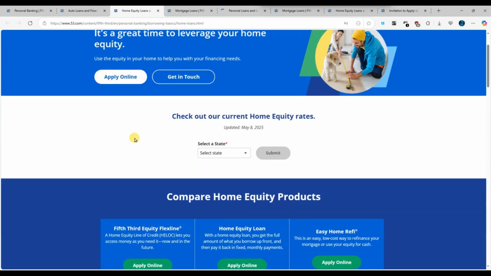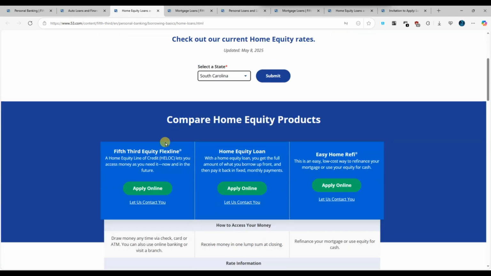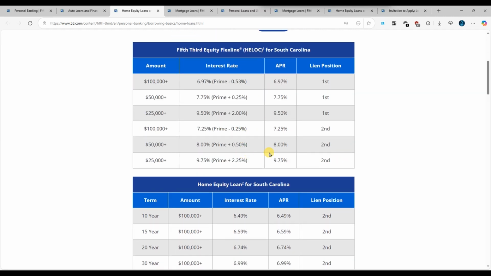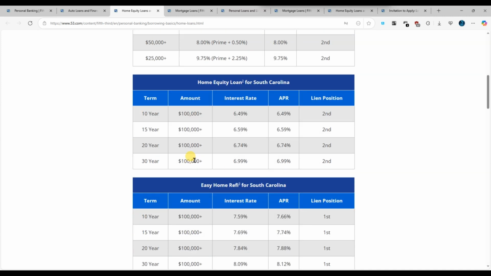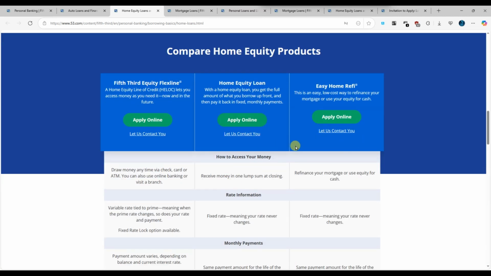During the application, you will be asked about the loan amount, loan term, and purpose of the loan. Be sure to review the interest rates and repayment options carefully before submitting your application. After submission, the bank will process your application and may contact you for additional information or clarification.